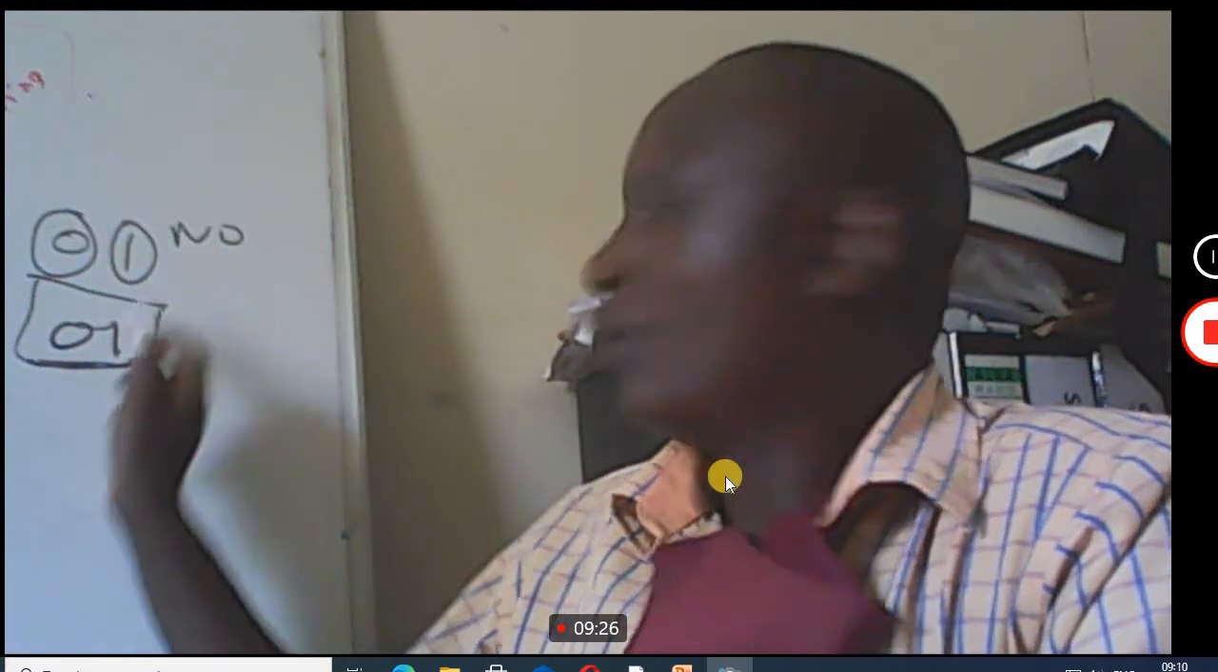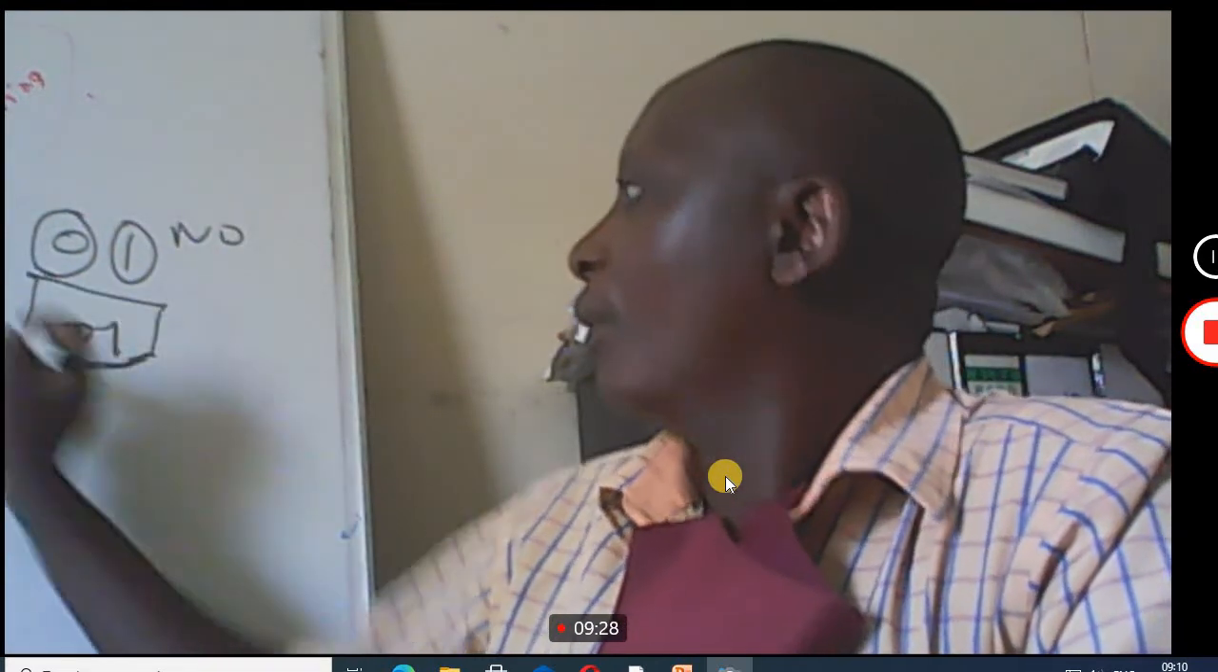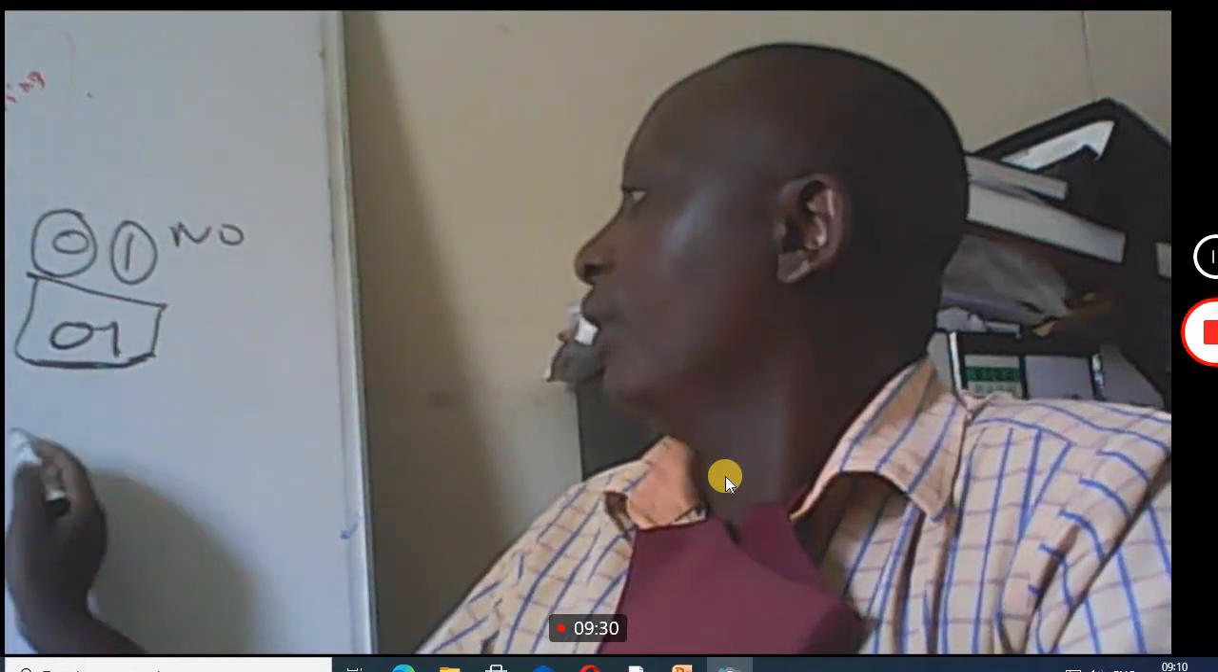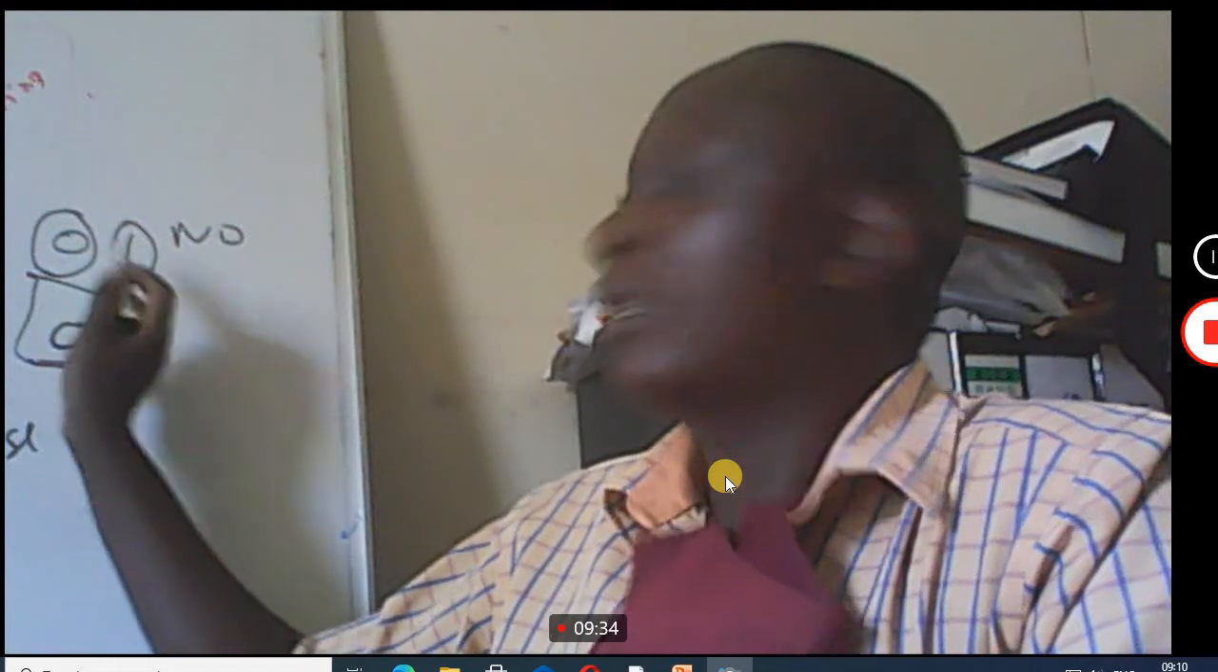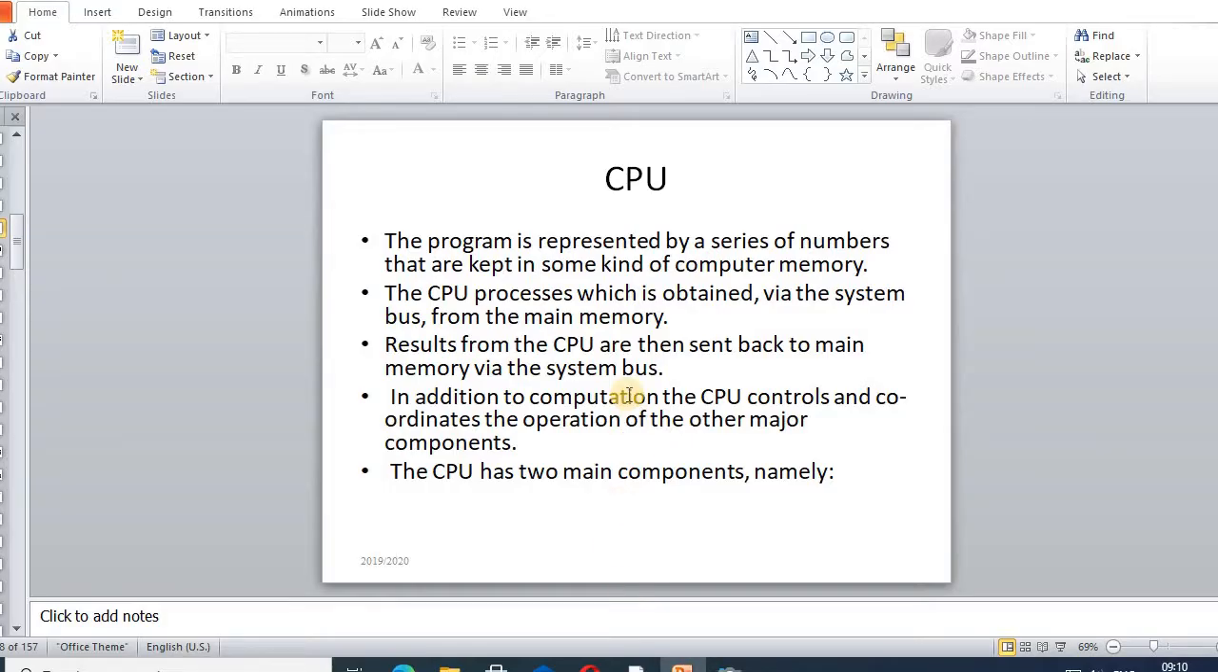Is it okay? So the system unit, or the system software, will be represented by numbers of what? Zeros and 1s on the what? On the RAM. Is it okay? That's what they're trying to tell us. So we continue. The CPU processes which are obtained via the system bus from the main memory.